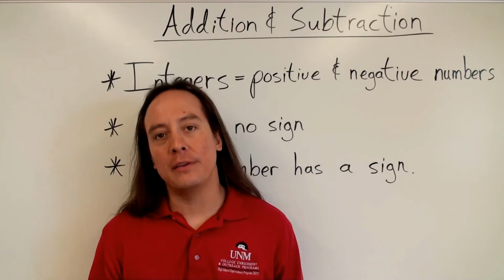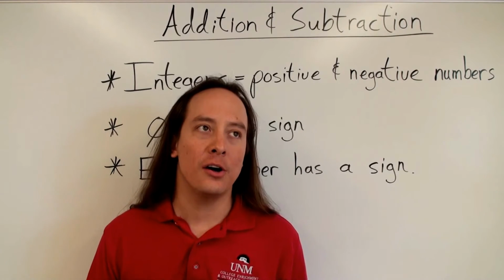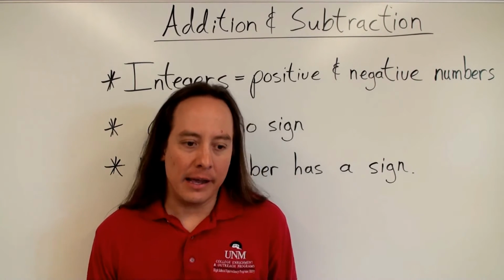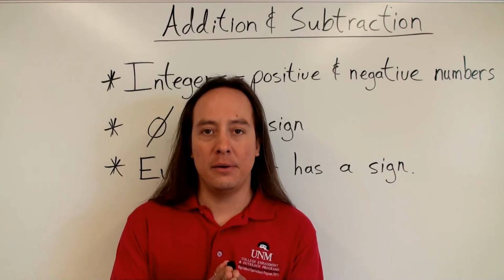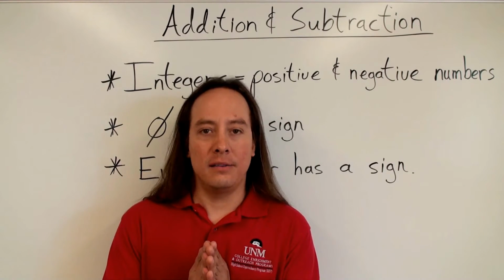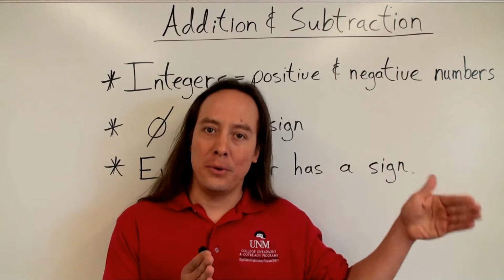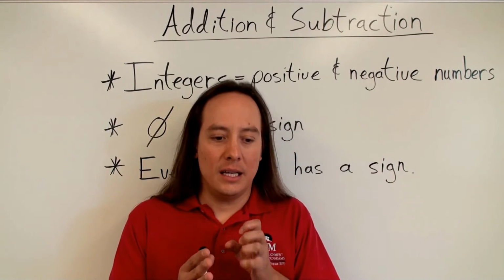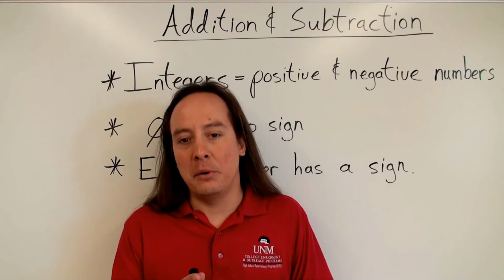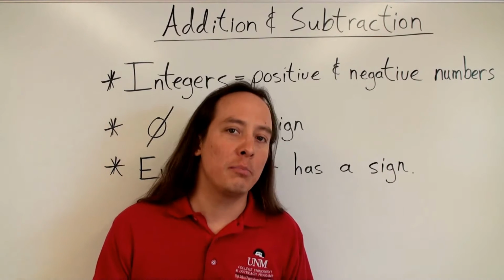In elementary school, they taught us how to add and subtract with what are called counting numbers. Now, counting numbers are the numbers starting with 0, right? 0, 1, 2, 3, 4, etc., to infinity. And basically, when we were in elementary school, the answers were always positive.